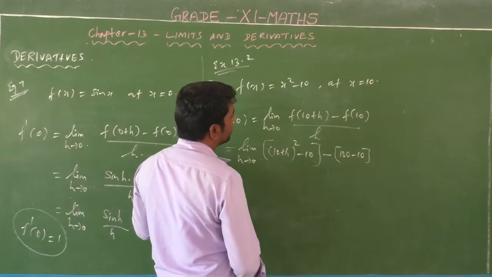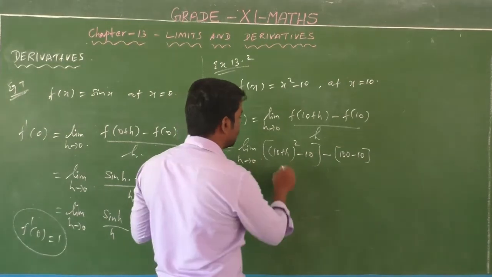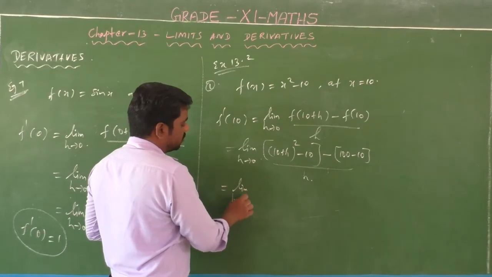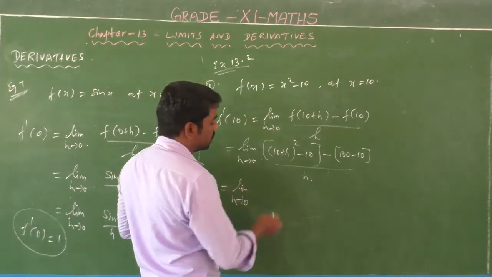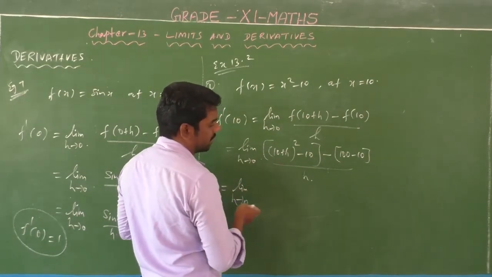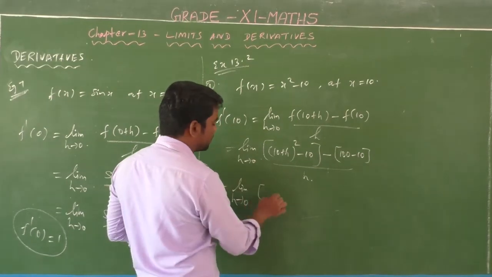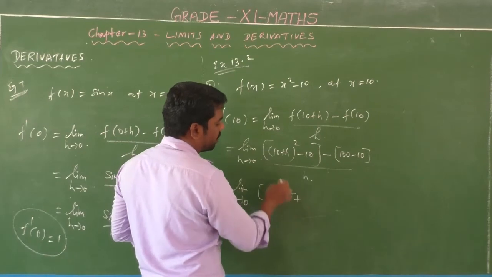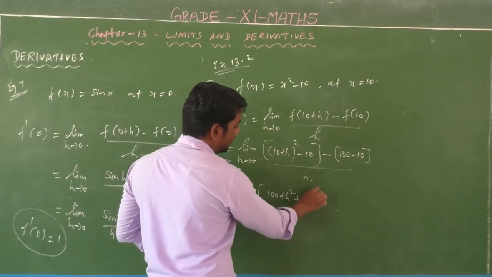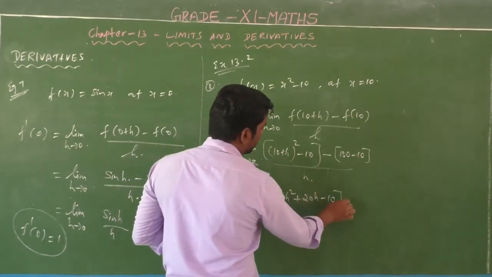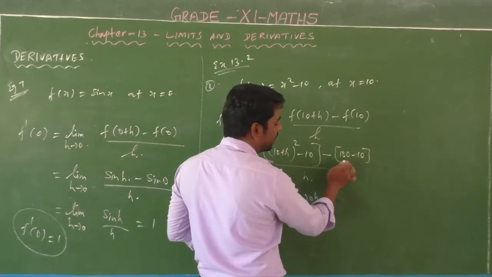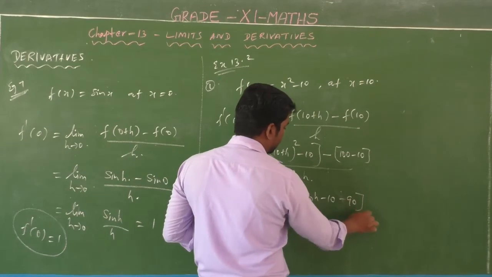So 10 square means 100 minus 10, the whole divided by h, is equal to limit h tends to 0. (10 plus h) the whole square is 10 square, 100, plus h square plus 2ab, 2 into 10 into h is 20h, minus 10. And minus of (100 minus 10) is minus 90, divided by h.